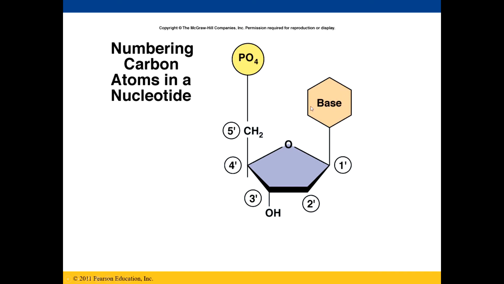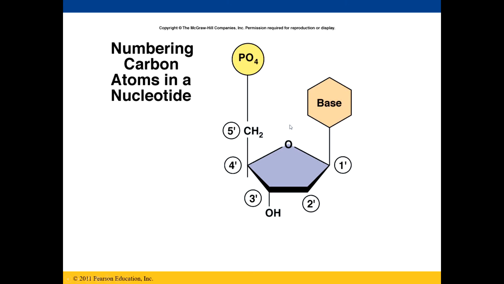And then the third part is this base over here. And the base is going to vary. There's really only 4 bases in DNA. You may have learned them before, A, T, G, and C. A is for adenine, T is for thymine, G is for guanine, and C is for cytosine. So we'll talk about those bases. And that really is the letters of the alphabet of life.